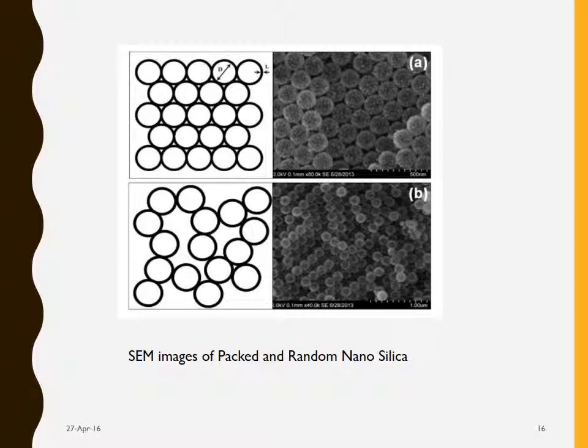This slide shows the SEM images of random and packed arrangement of hollow spherical nanosilica particles. The first one is the regular arrangement and the second one is the random packing.